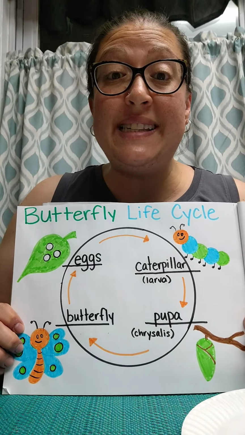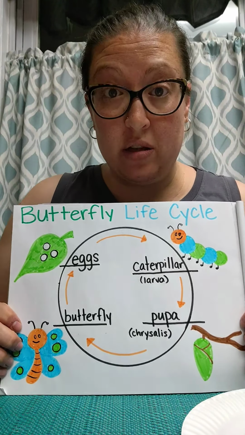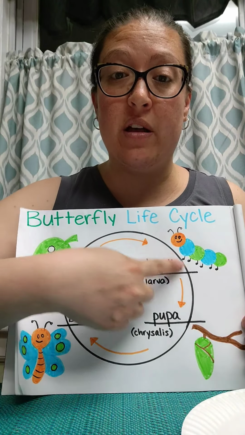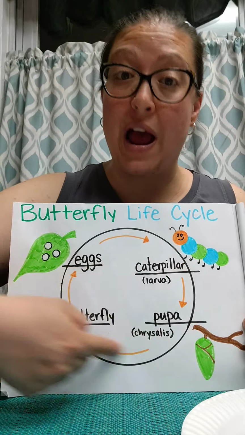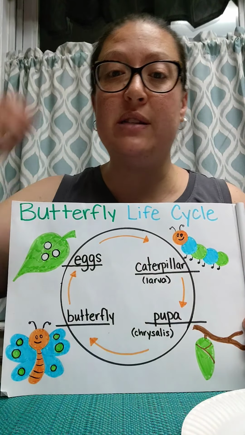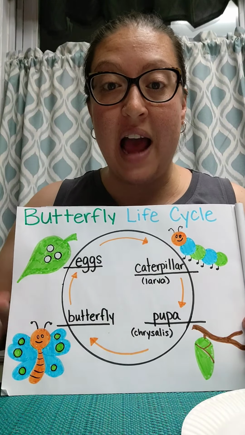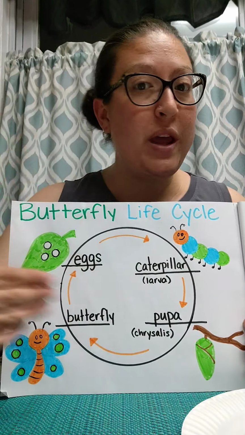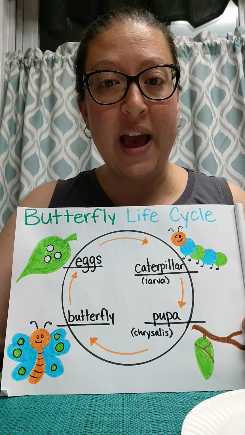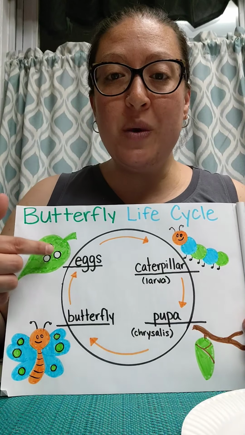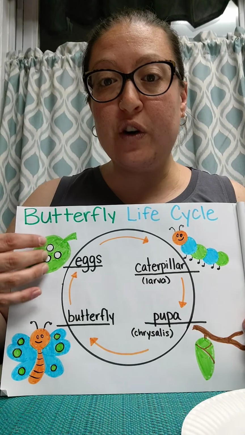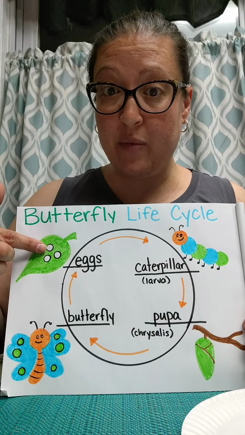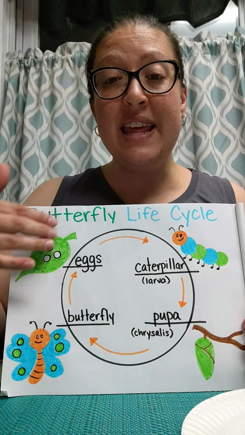Now, the word cycle, think about a bicycle or a tricycle or a unicycle. It has a wheel that turns around and around. And the butterfly life cycle, I use a circle to show the life cycle because it just keeps going and going and going. So we'll start with the eggs. First, the butterfly lays eggs. Here are the little white eggs. The eggs hatch.